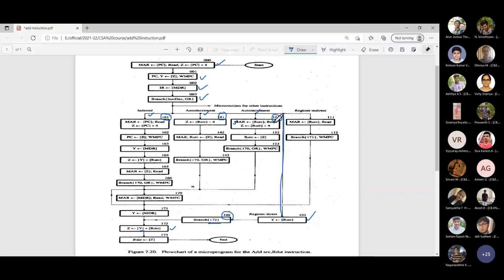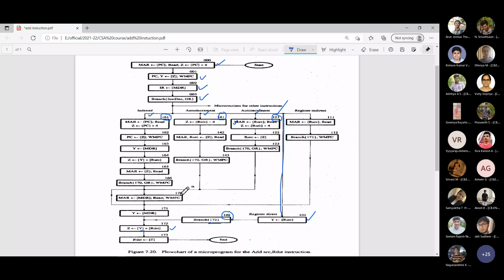By this time you should know how to get the starting address location. That is 121 for auto increment. I already showed you how to get that 121. You need not learn anything by heart. So here R source out, MAR in, read. In the meantime, you increment the content of source register. That is done in 122, which will increment and put it back in the source register. Now you branch off to 170, and there is one more micro branching operation.